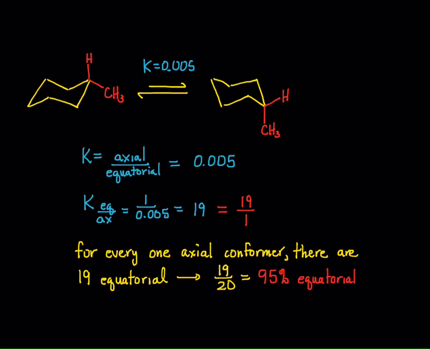Now keep in mind that this doesn't mean that once you have an equatorial conformation, it stays that way. They're always flipping from equatorial to axial, but as a bulk, 95% of them are going to be in the equatorial position, only 5% in the axial position. So hopefully that makes sense to you, and you can work on trying to figure out what that means. I know sometimes it's a little bit difficult going from energy to equilibrium.